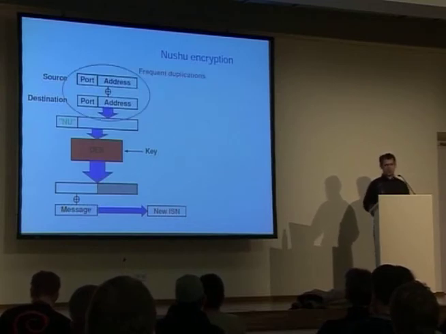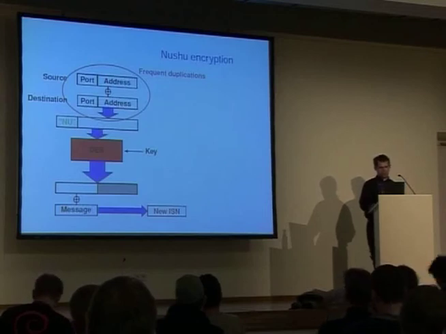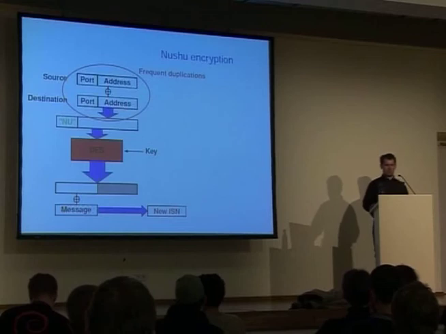The problem with this is there's going to be frequent duplications of the highlighted fields. The source IP address is not going to change for most hosts. It's pretty much fixed. The source address, there's not going to be much variation in those. Destination port, if you're doing a lot of web browsing, that will always be 80.